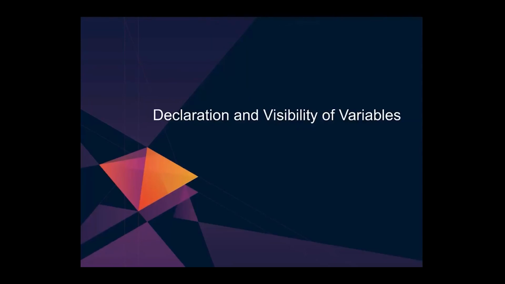So that's how you call and declare subroutines and functions. Now, how do I actually have this visibility of variables, and how do I actually declare my variables, those kinds of things? So let's go into that.